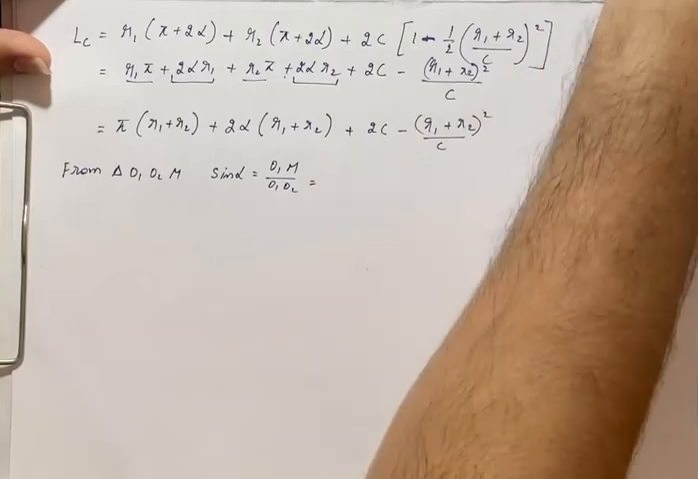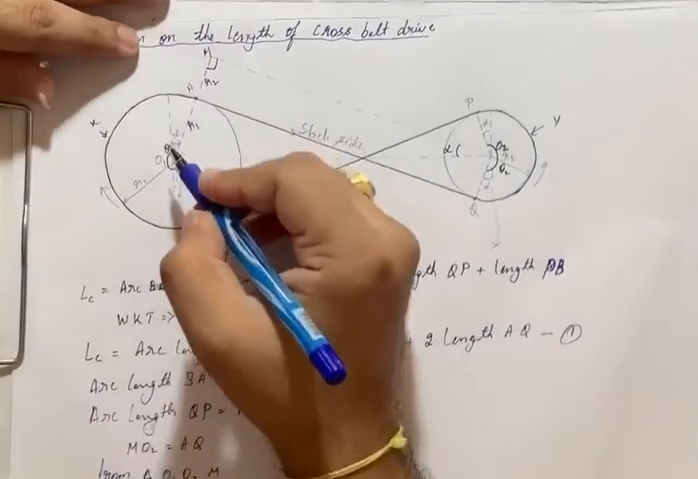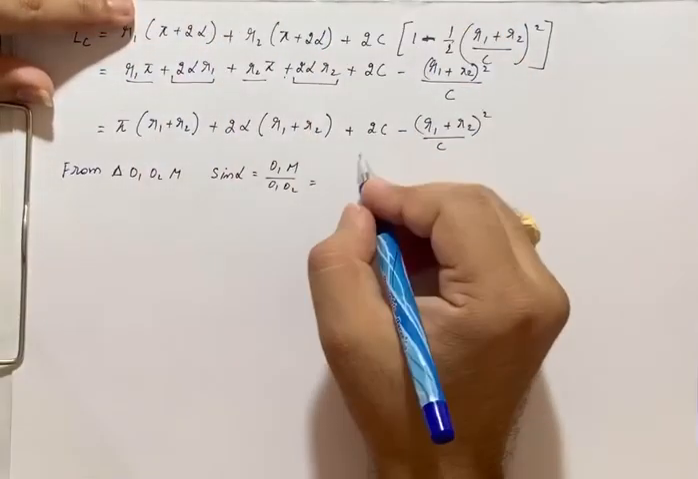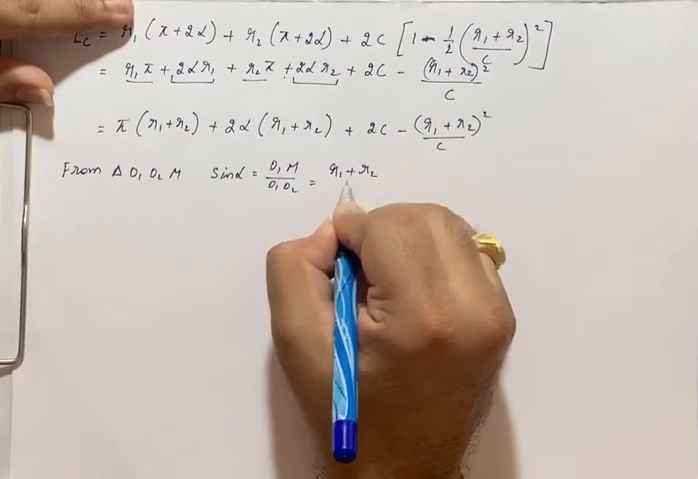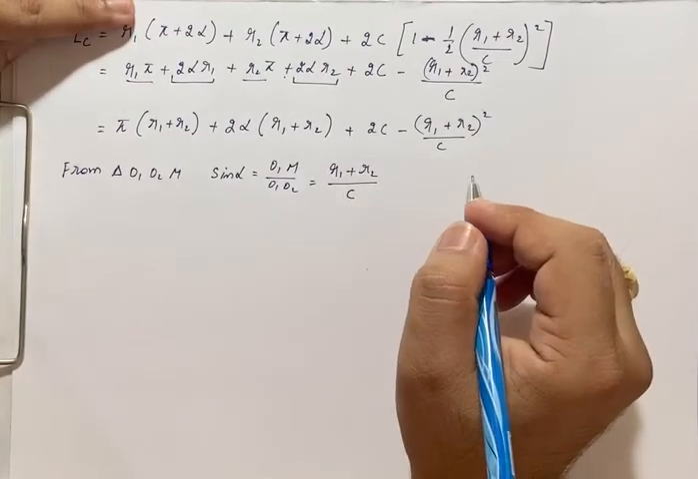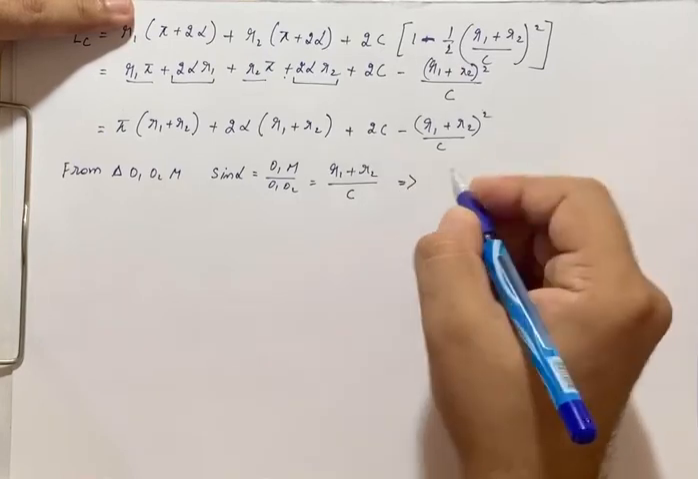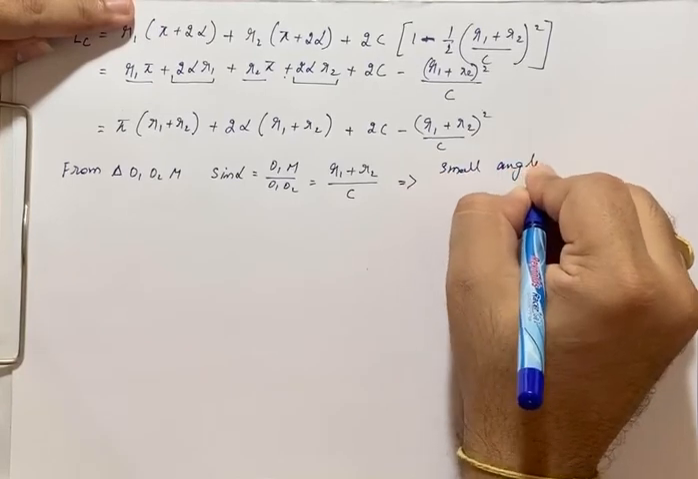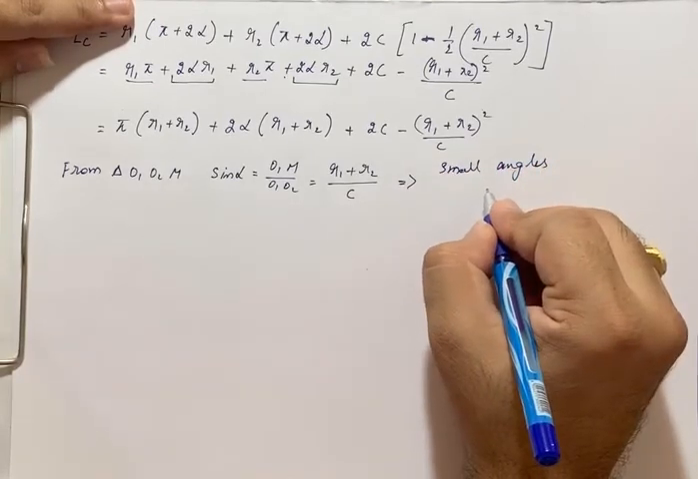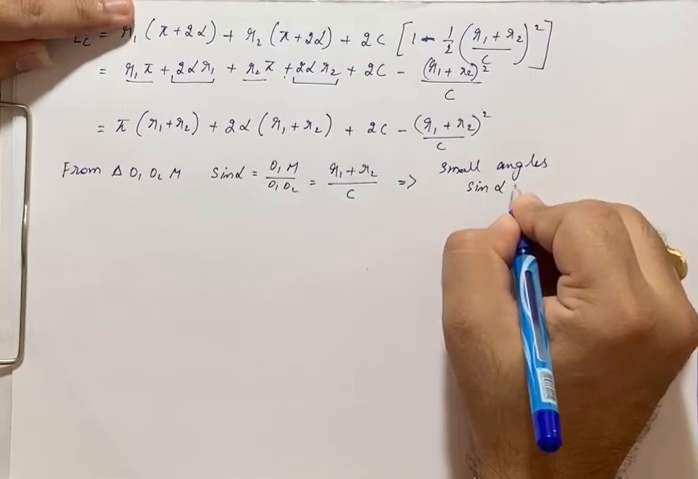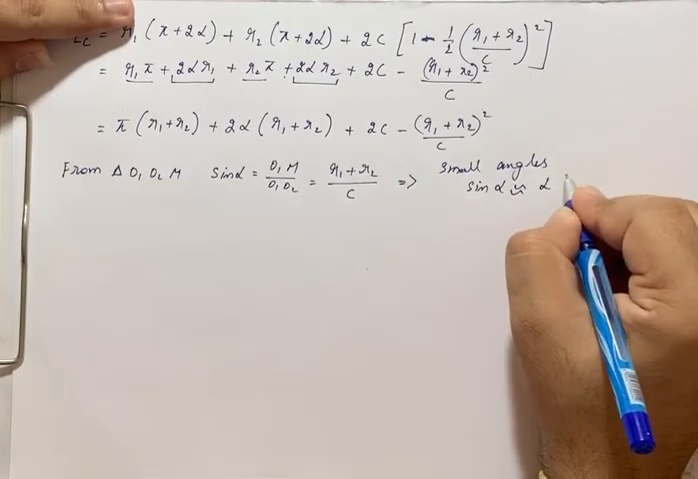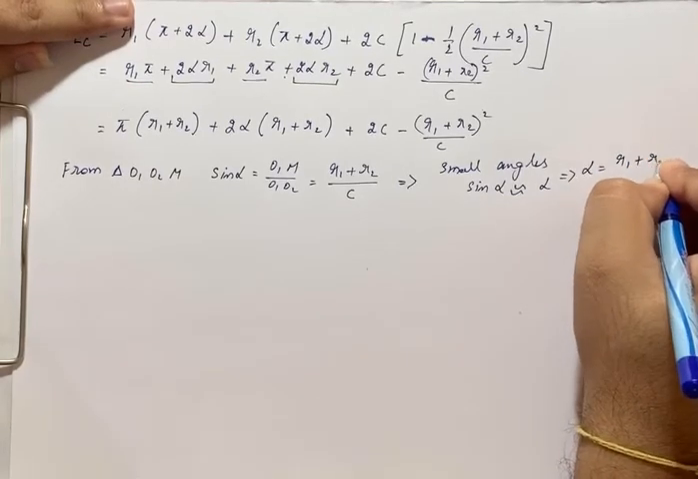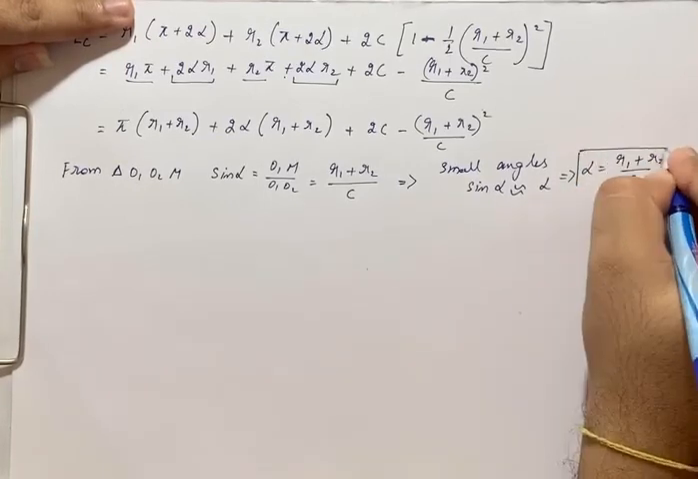What is O1 M? O1 M is R1 plus R2. What is O1 O2? It's the distance between two centers, that is C. After this, for smaller angles, sine alpha will be approximately equal to alpha here. So I can write alpha is equal to R1 plus R2 by C.